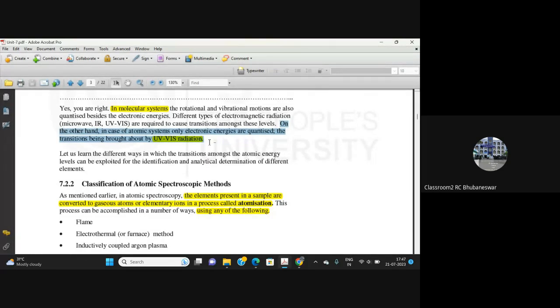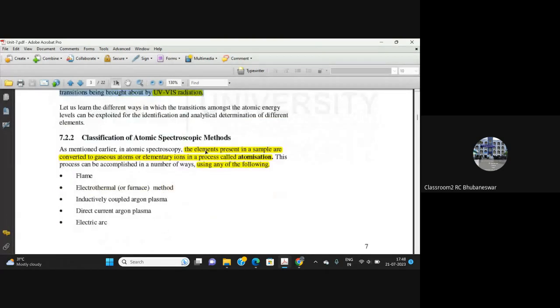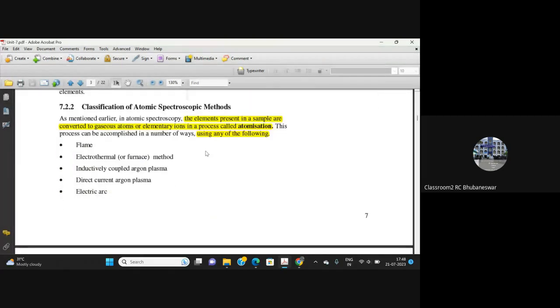If microwave radiation falls on matter, then rotational energy level transitions happen. Here, rotational energy levels are not quantized. So here, only UV visible radiation can bring some changes to the atomic spectroscopy or flame photometry technique. Okay, so this is the thing.